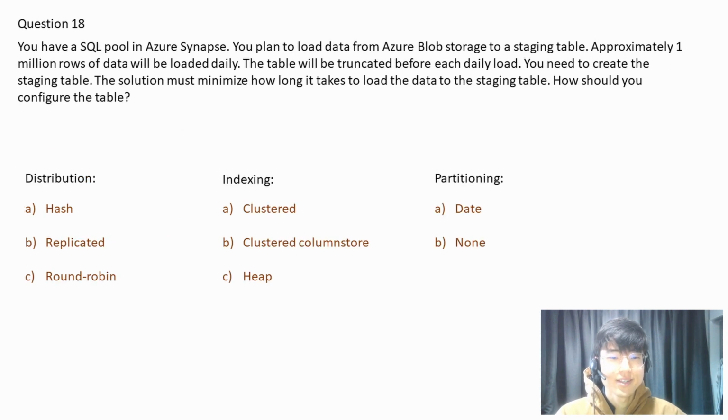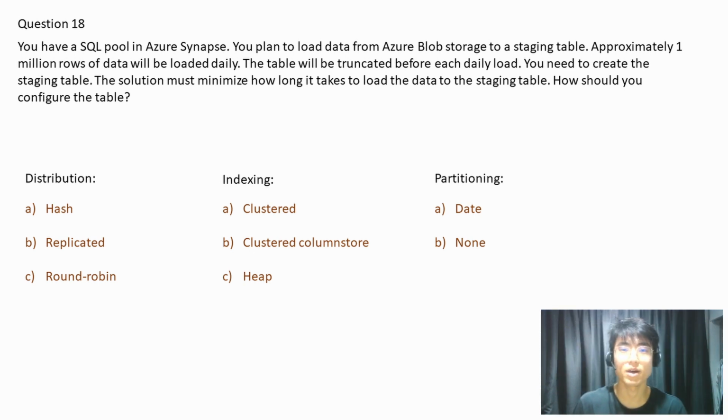Question 18. You have a SQL pool in Azure Synapse. You plan to load the data from Azure Blob storage to a staging table. Approximately 1 million rows of data will be loaded daily. The table will be truncated before each daily load. You need to create the staging table. The solution must minimize how long it takes to load the data to the staging table. How should you configure the table?